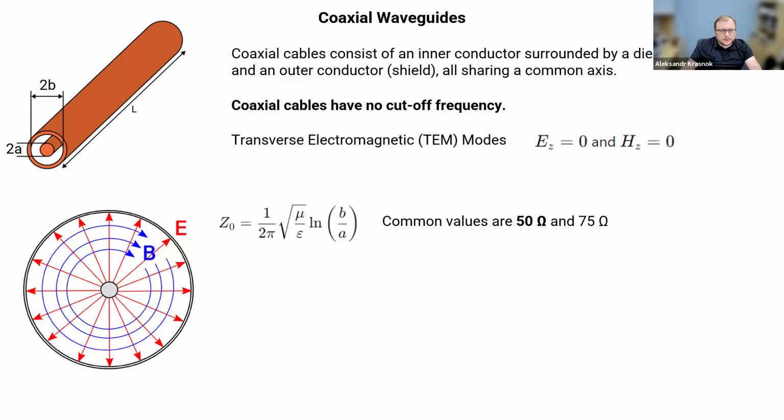Of course, the most important common values are 50 ohm, which is the standard, and 75 ohm, which used to be a standard for TV antennas and so on, because 75 ohm is close to dipole antennas. Okay. Today the standard is 50 ohm. Everything is calibrated to 50 ohm.